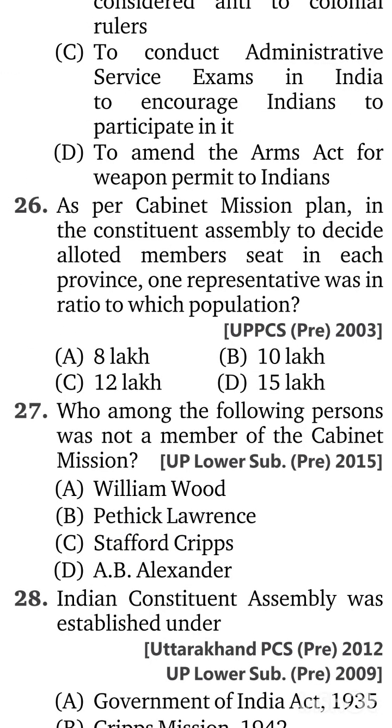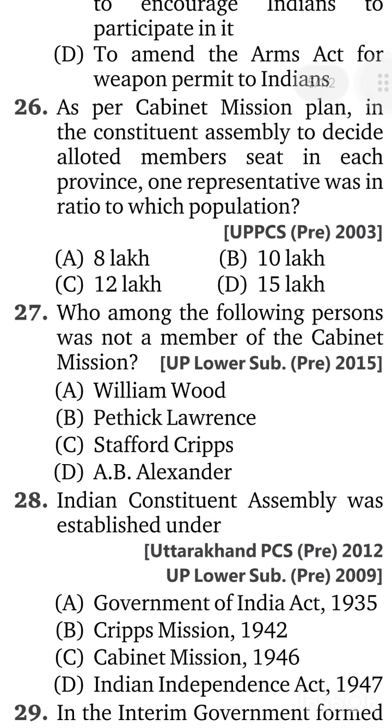26th. As per the Cabinet Mission Plan, in the Constituent Assembly to decide the allotted seats in each province, one representative was in ratio to which population? Option B. 10 lakhs. 27th question. Who among the following persons was not a member of the Cabinet Mission? Option A. William Wood. All others were members of the Cabinet Mission: Patrick Lawrence, Stafford Cripps, A.V. Alexander.